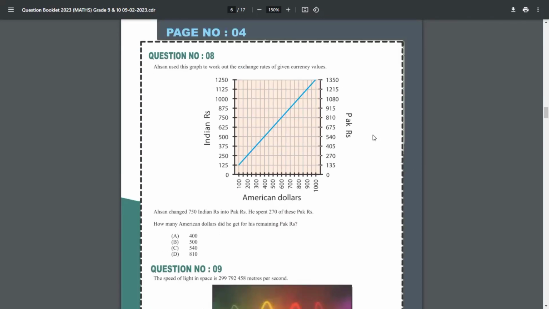Question number 8. Hassan changed 750 Indian rupees into Pakistani rupees. He spent 270 of these Pakistani rupees. How many American dollars did he get for his remaining Pakistani rupees? So the correct answer is option A, 400.